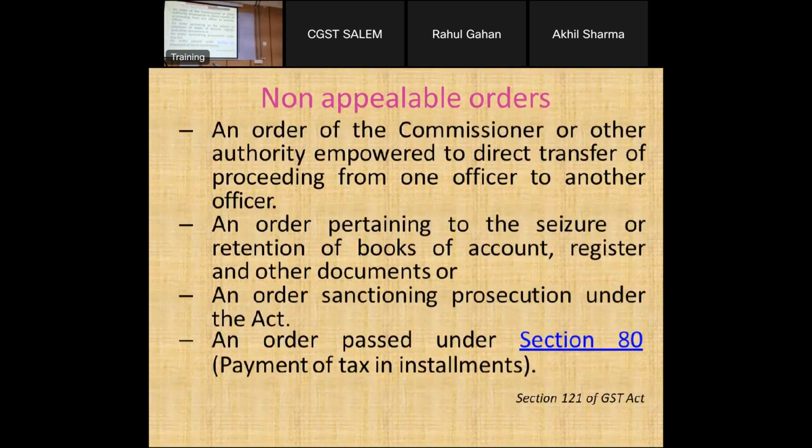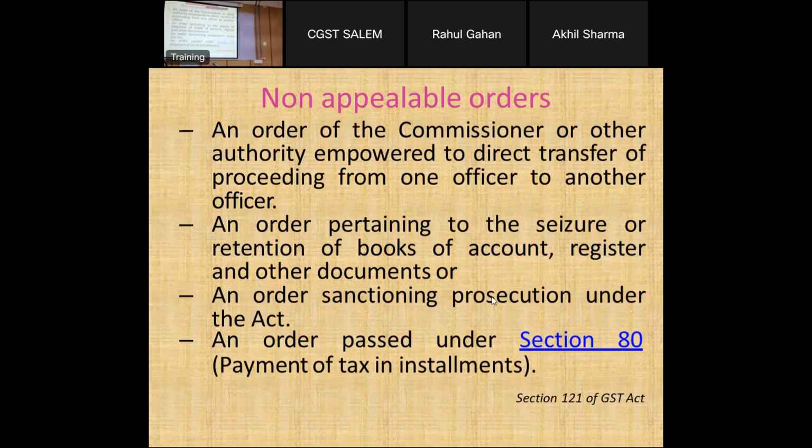These are non-appealable orders. These orders are not appealable. An order passed by the Commissioner empowered to direct the transfer of proceedings, for example, is also an order. The Joint Commissioner, Salem, will decide transfer to Joint Commissioner, Tirunelveli, like that they may say. That is a Commissioner's order. If the Commissioner does such a thing, from one AC to another AC, one JC to another JC, they can transfer the case. That is not an appealable order.